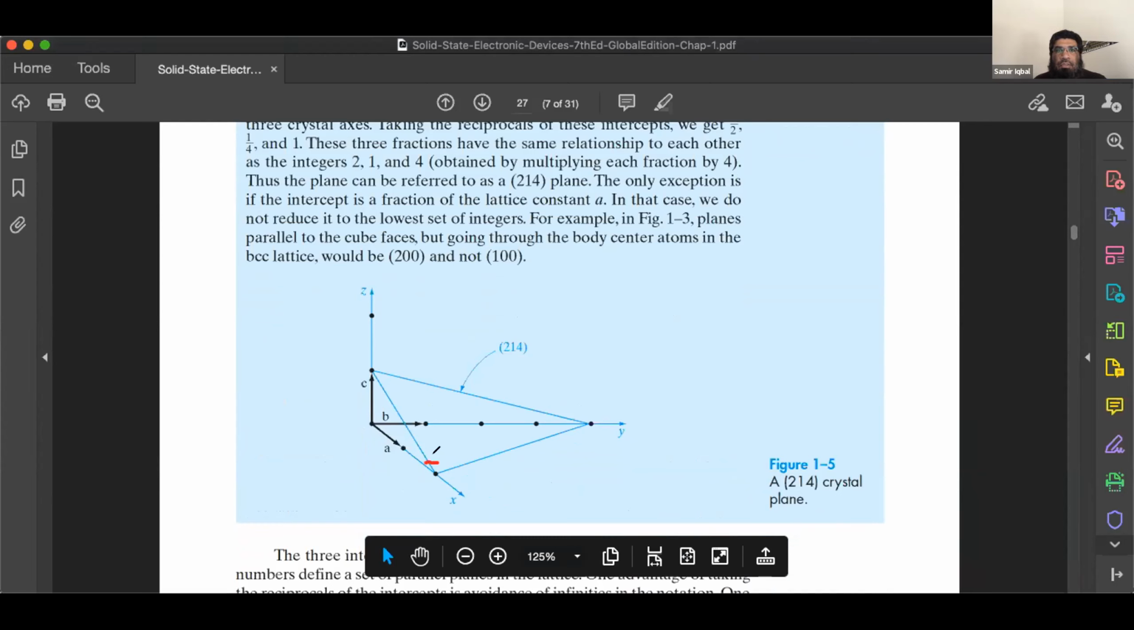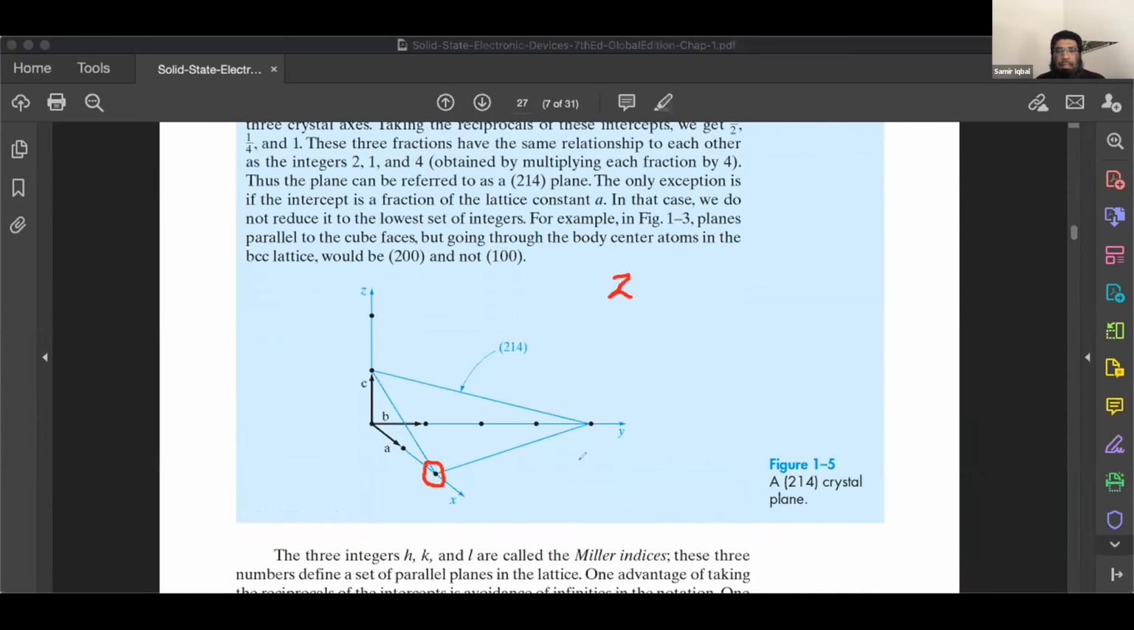For the x-axis, what's the intercept? 2, right? For the y, what is the intercept? 1, 2, 3, and 4. I say 4. For Z, what's the intercept? 1, right? And then they say flip it. So I say 1 over 2, 1 over 4, and 1 over 1.